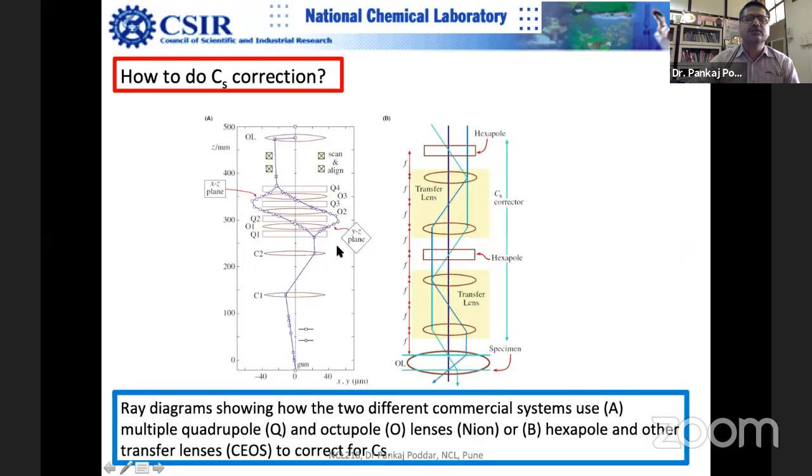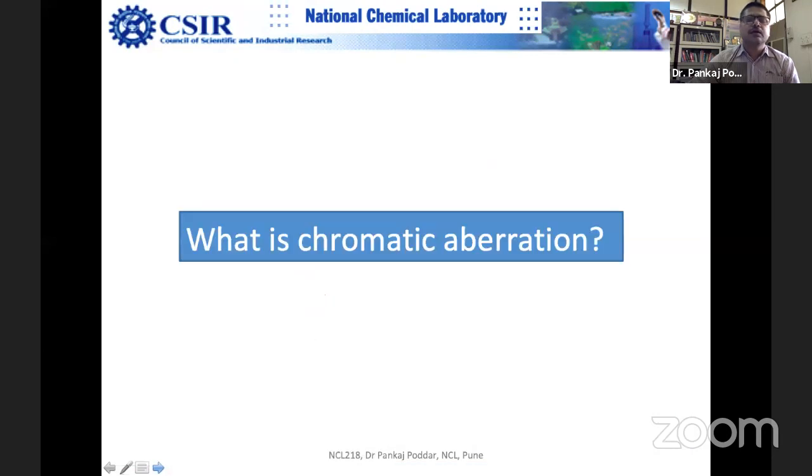This is just to remember. If some people are curious, these are some of the designs for Cs correctors. You can see that there are different kinds of complex lenses kept close to each other, and finally, you can correct the spherical aberration. Yes, this is the final culprit, even if you have a several $1 million machine with spherical correction and highly monochromatic.